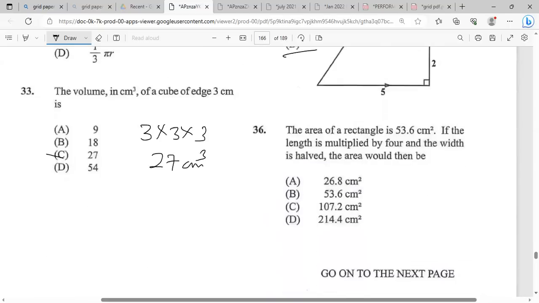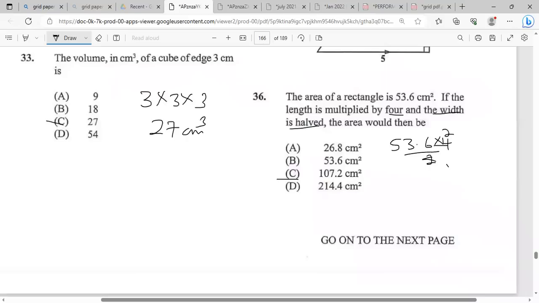The area of the rectangle is 53.6 centimeters squared, if the length is multiplied by 4 and the width is halved. So basically, if you have 4, you get 2. So all we have to do is just multiply it by 2. Or if you want to show it, you do times 4 divided by 2. But we're not going to do that, guys. So it's going to be 2 times this, which works out to 107.2.